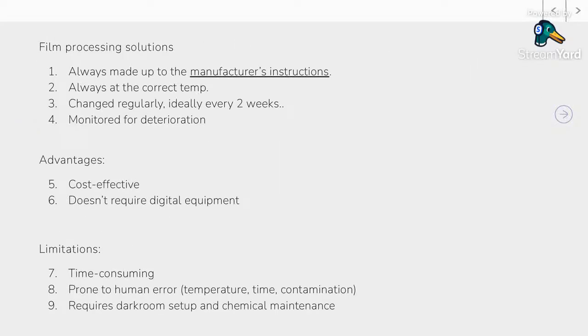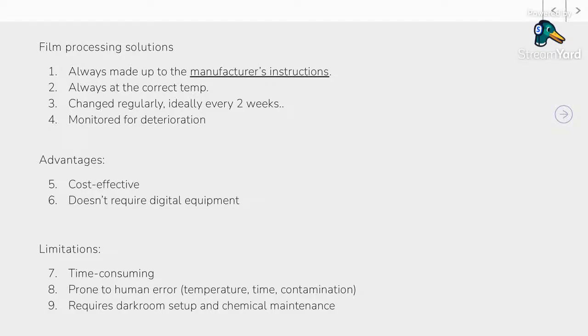The film processing solution should always be made up according to the manufacturer's instructions. Again, manufacturer's instructions are very critical, especially if you have your own dental practice. You should always take some time out and read the manufacturer's instructions of the products that you have bought for your patients. Always use the correct temperature, and change the processing solutions regularly, ideally every 2 weeks, and monitor for deterioration.